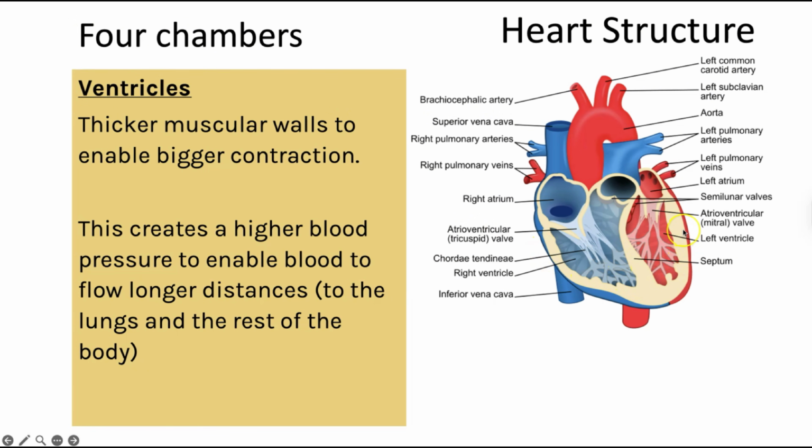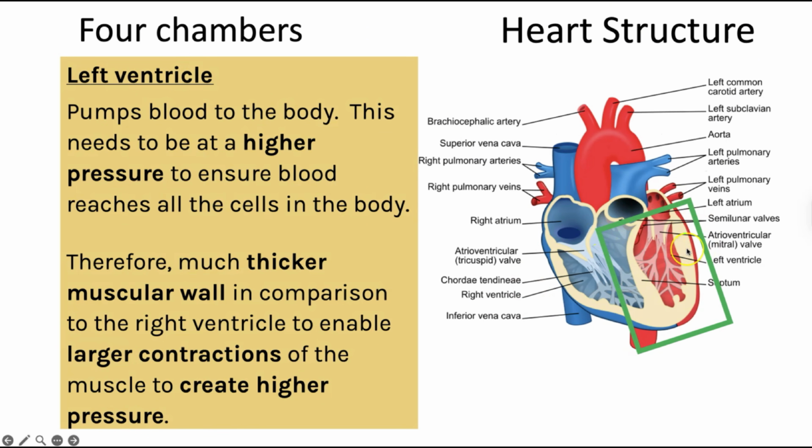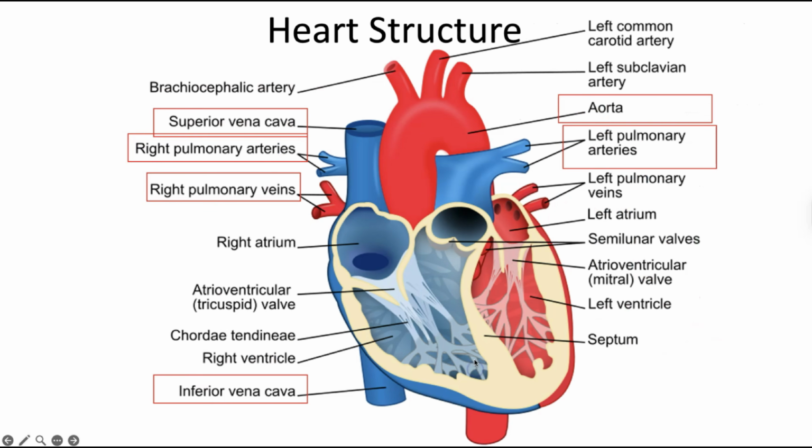Ventricles have much thicker cardiac muscle, and that's so that they can contract with more force because they're pumping the blood further. The right ventricle is pumping blood to the lungs. The lungs are directly behind the heart, so it doesn't have to pump a very far distance. They don't need as thick a muscular wall compared to the left ventricle, which does have to contract with a large force to create a high blood pressure to pump the blood to all of the respiring cells in the body. So the left ventricle wall has the thickest cardiac muscle.